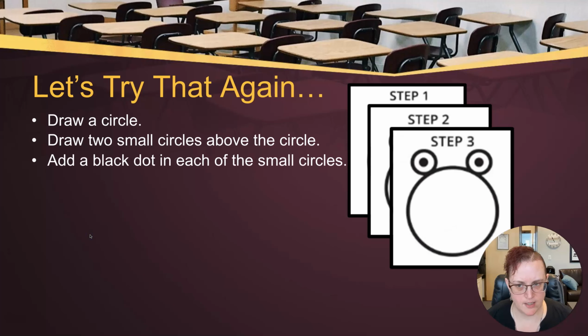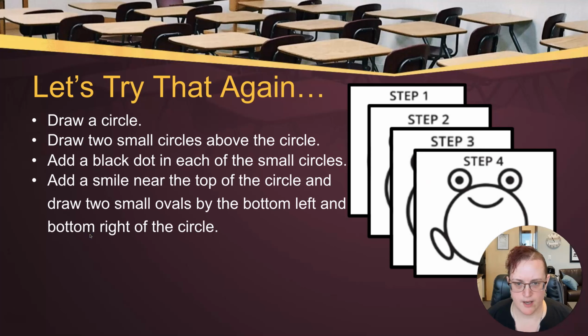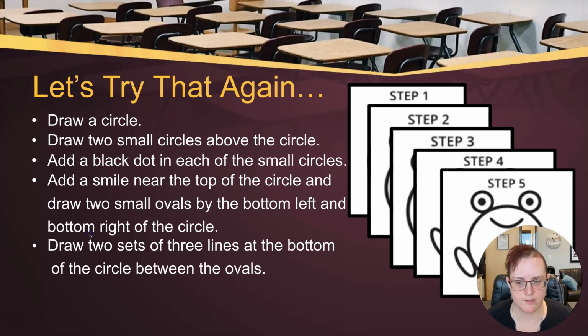Add a black dot in each of the small circles. Add a smile near the top of the circle and draw two small ovals by the bottom left and bottom right of the circle.